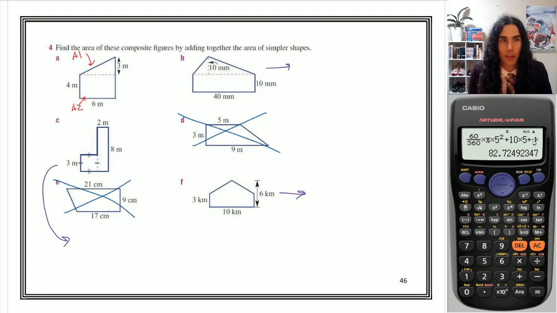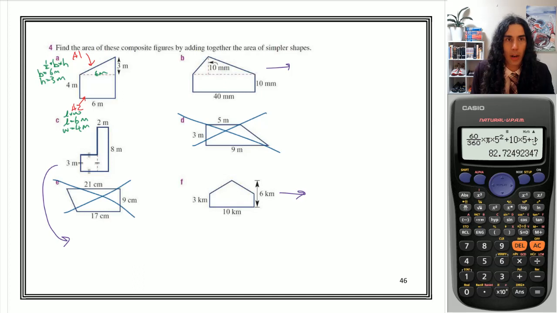Formula for rectangle: length times width. Oh, the top one's a triangle: half times base times height. Half times, where the base is 6 meters, because that's 6, that's 6, and the height's 3 meters. Done. Rectangle is our length times width. Length is 6 meters. Width is 4 meters.